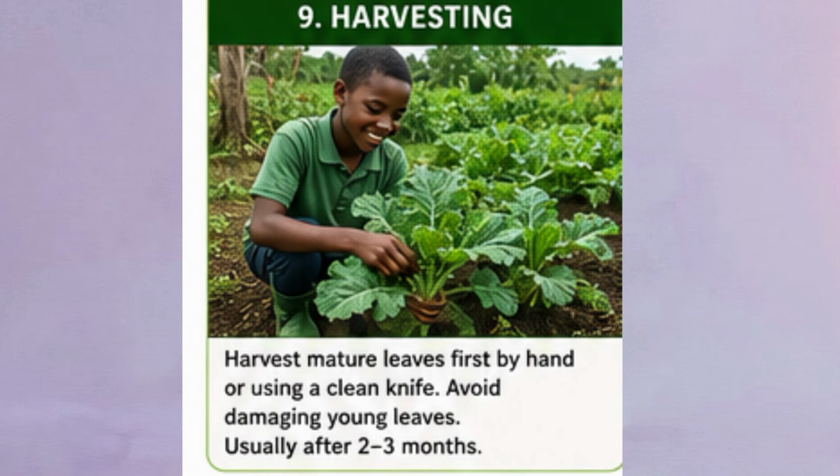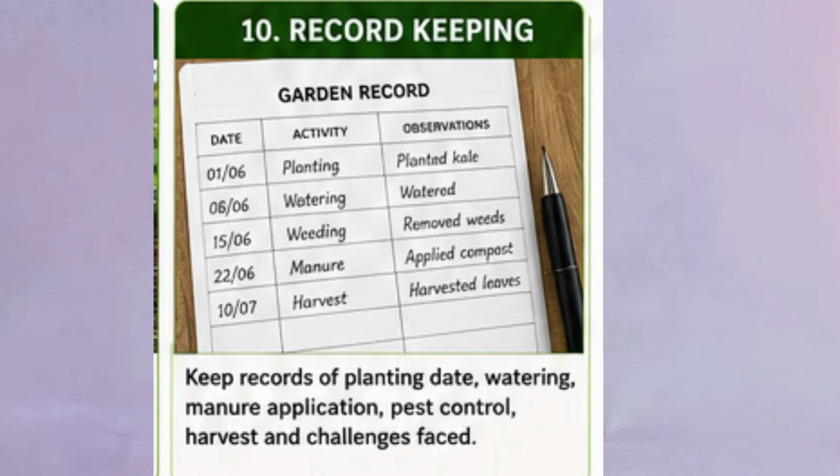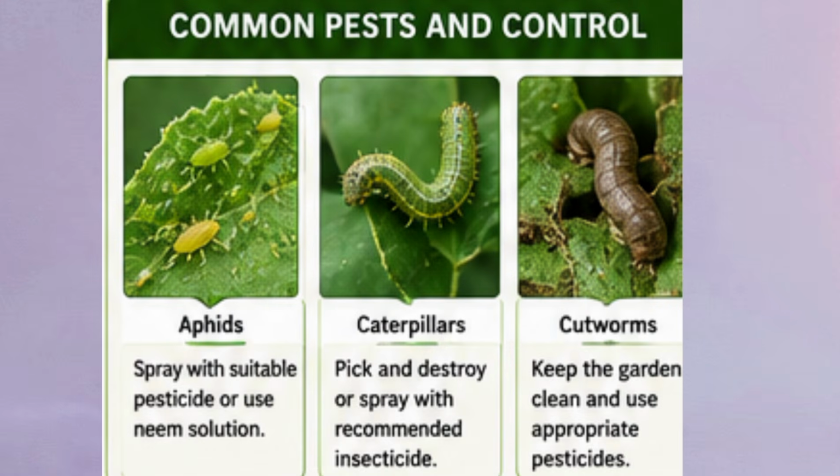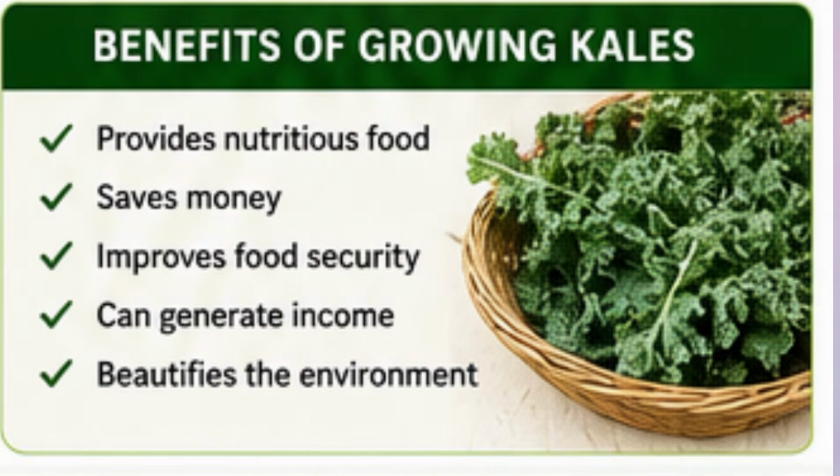So in conclusion, you find that establishing a kitchen garden for kales is simple when the correct procedures are followed. Proper land preparation, planting, watering, weeding, and pest control is going to help produce healthy vegetables. Now, you find that I have displayed the image of each step on my videos, and that's going to guide you on what you are going to do. Remember, here we guide and the learners will go to the field and try to do it.